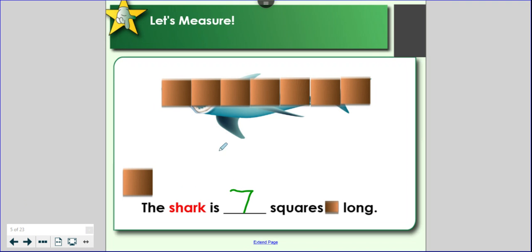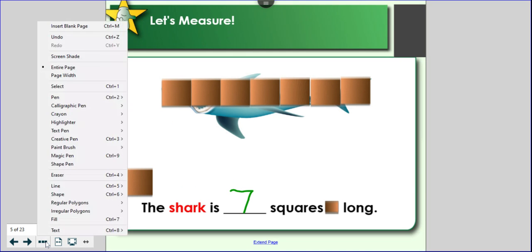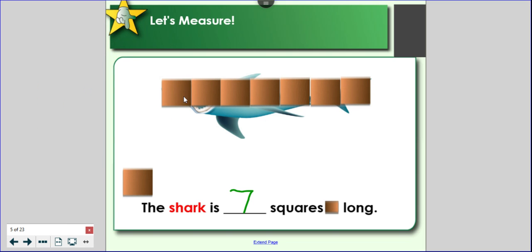On Monday, we worked to measure this shark together. And we've been talking about measuring things by their length, measuring the length of things. And we decided that this shark was 1, 2, 3, 4, 5, 6, 7 squares long. Seven squares long. So we measured from end to end to find out how long it is. We could measure lots of things by their length. But there's also other ways to measure things.